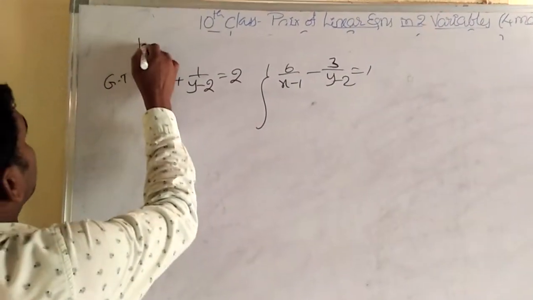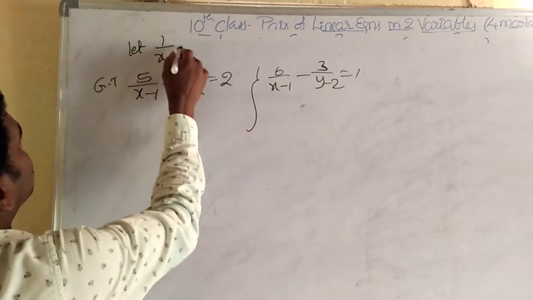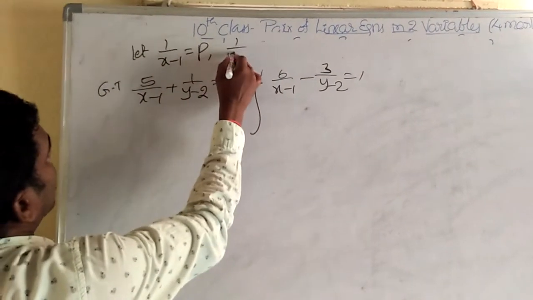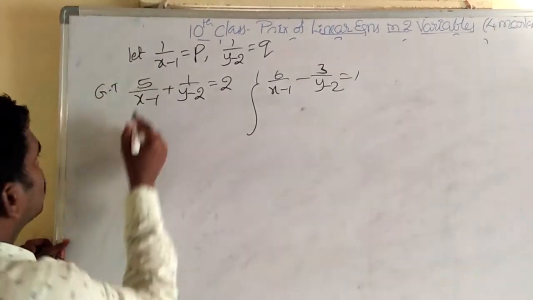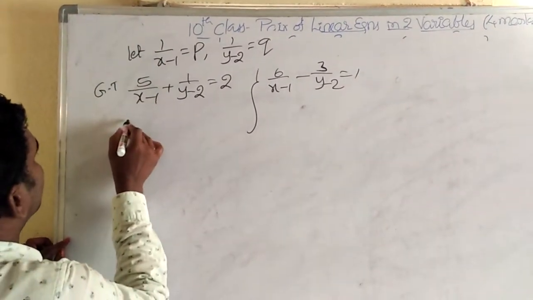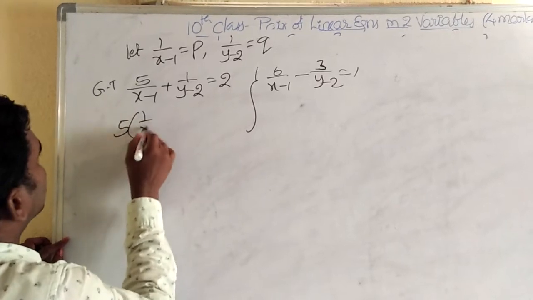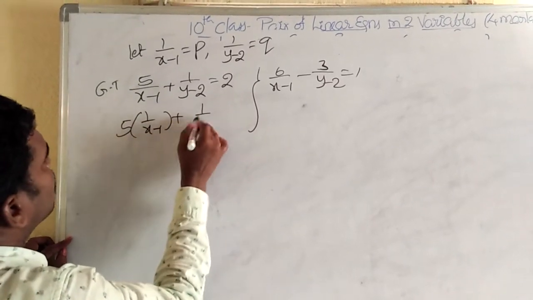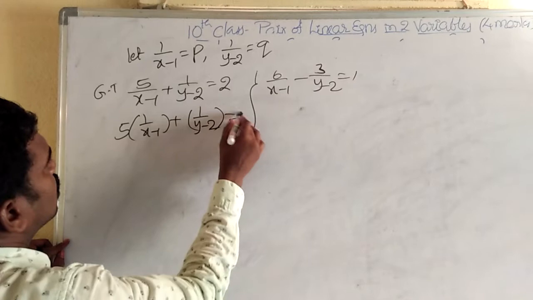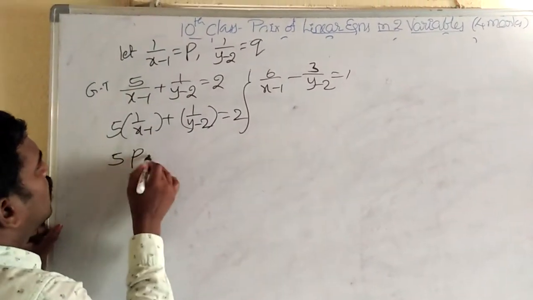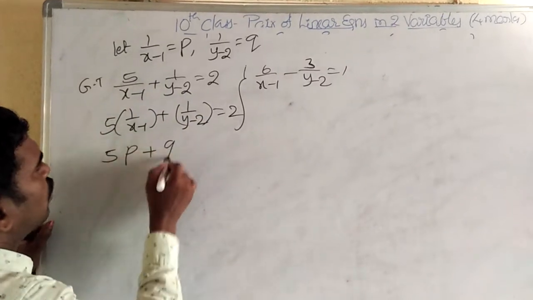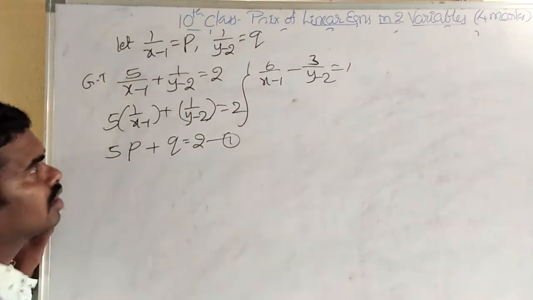So let me take, before this, 1 by x minus 1 equal to p, 1 by y minus 2 equal to q. Substitute in both equations. So 5 by x minus 1 is written as 5 into 1 by x minus 1. I am writing one more step for our convenience. Okay? So now 5 into 1 by x minus 1 becomes 5p, plus 1 by y minus 2 means q, is equal to 2. This is equation 1.